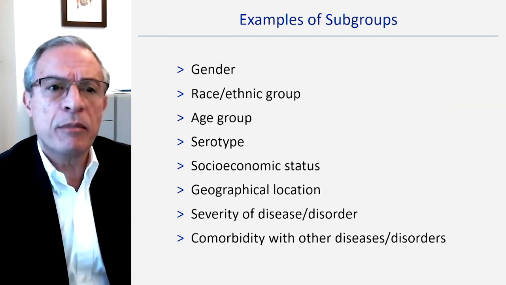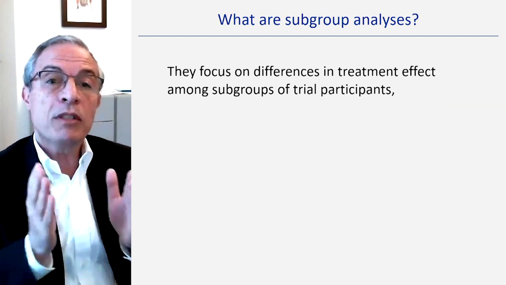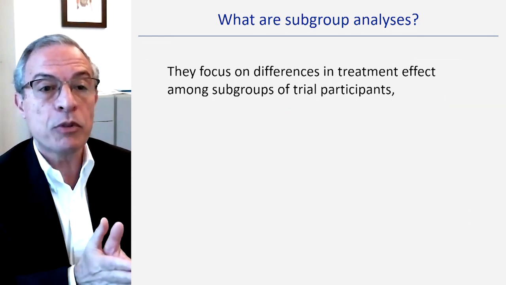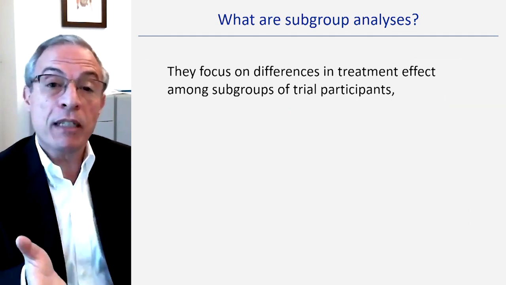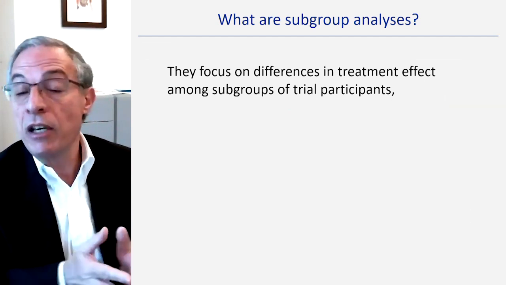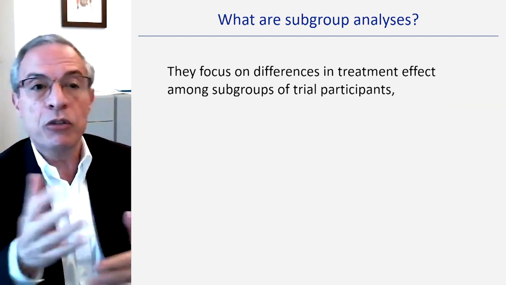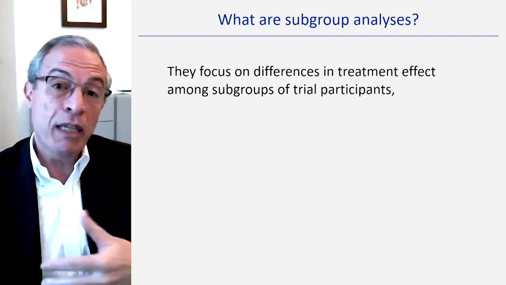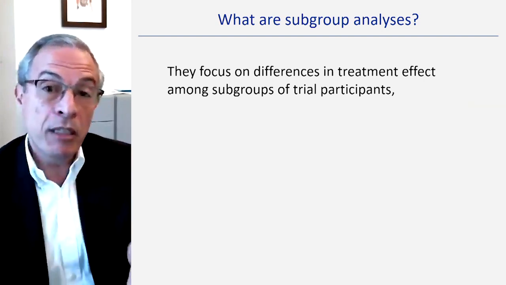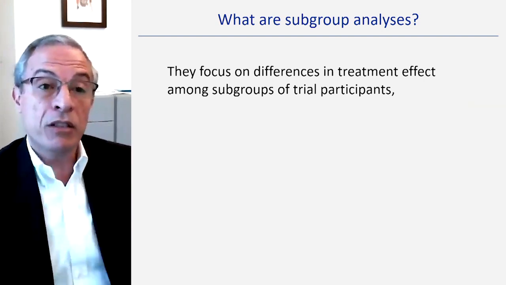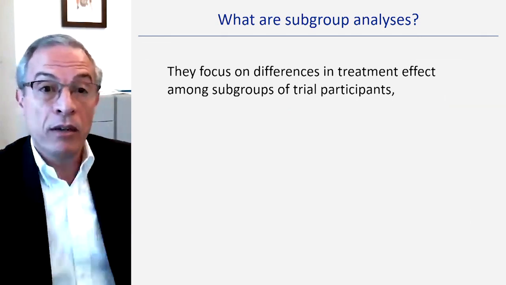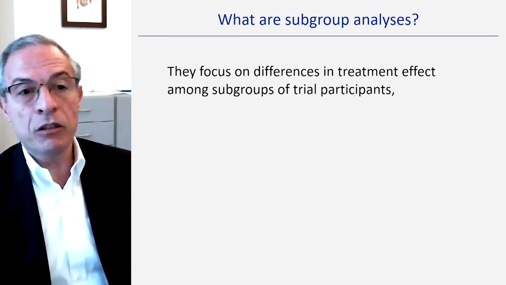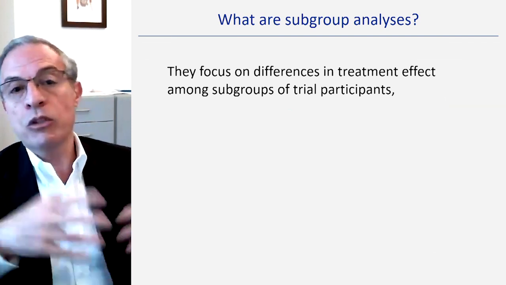So again, what is a subgroup analysis? Well, a subgroup analysis focuses on differences in treatment effect amongst subgroups of trial participants. So if you're talking about a clinical trial, you're talking about differences in treatment effect. If you're talking about a survey or any kind of research and you say, okay, I found an association between A and B, well, does this association between A and B apply to men and women? Or is it just to men, and there were so many more men than women that the overall was a positive association? So it doesn't matter whether we're talking about a clinical trial and differences in treatment effect, or we're talking about association.